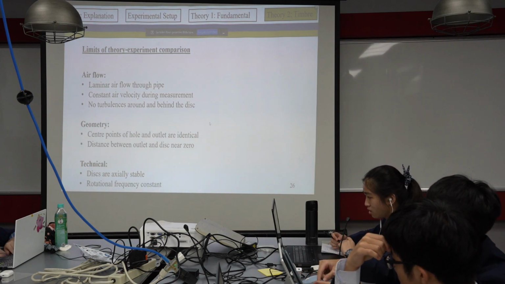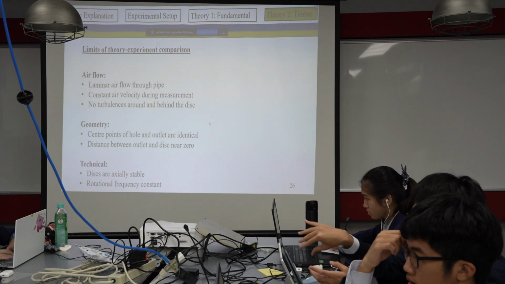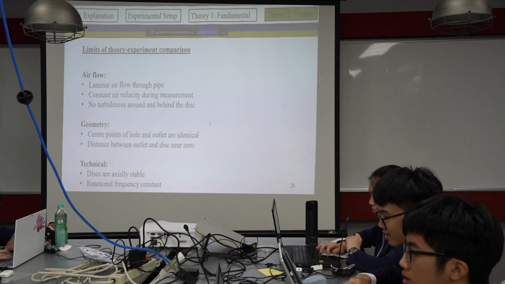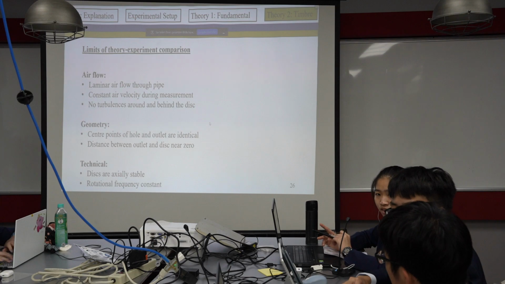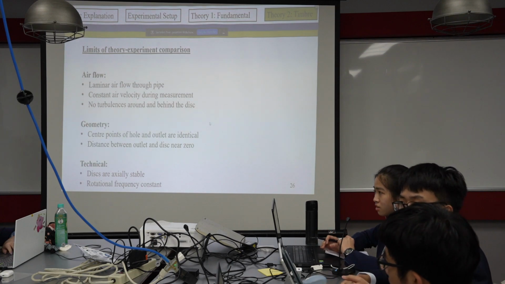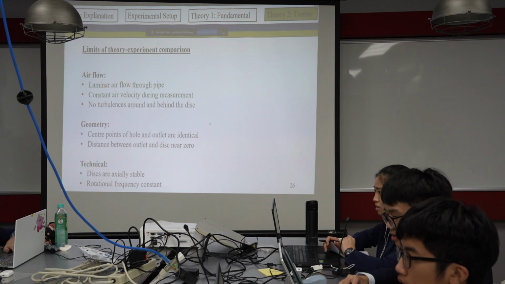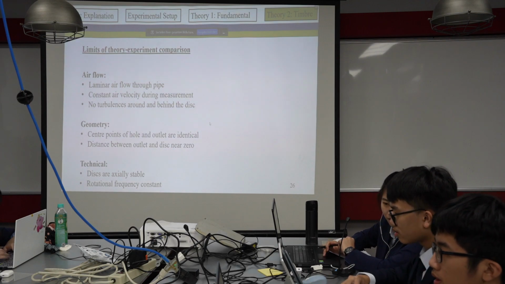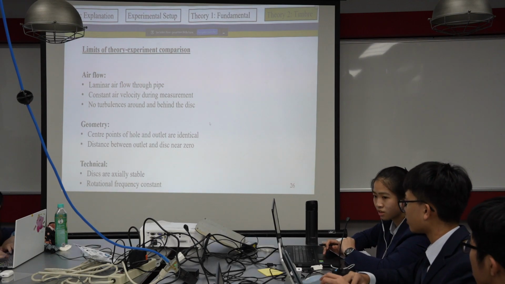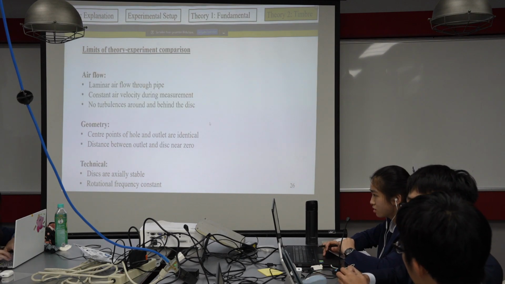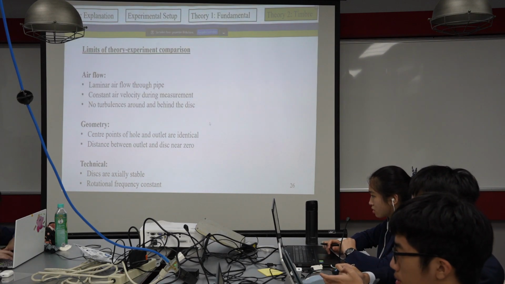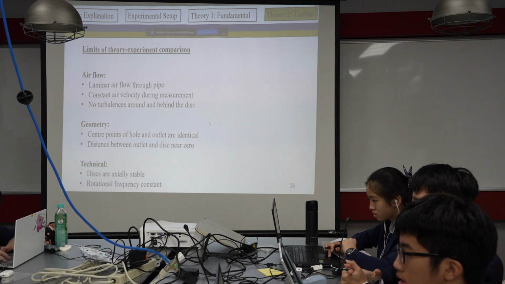Considering the airflow, I assumed that the flow through the pipe was laminar with a constant velocity during my measurements. Additionally, the theory neglected any turbulences that might occur around or behind the disk. Regarding the geometry, the theory assumes that the center point of hole and outlet are identical and neglects the distance between the outlet and the disk. Concerning technical assumptions, the disks were assumed to be axially stable and assumed to rotate at a constant frequency.